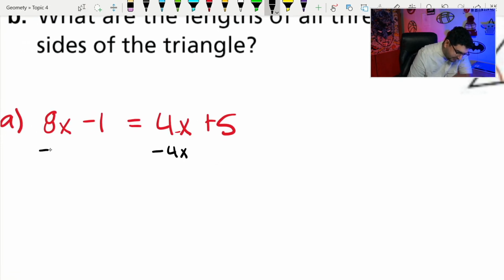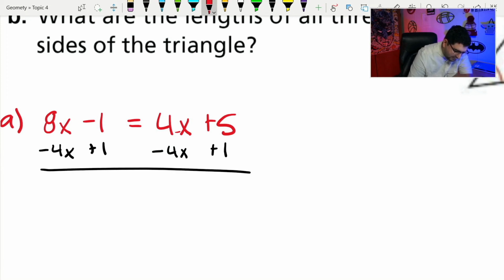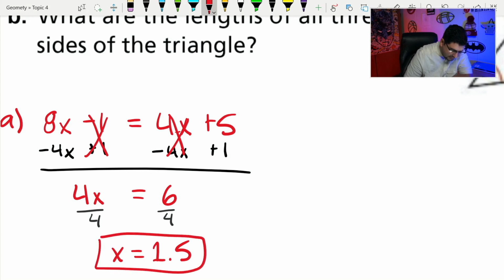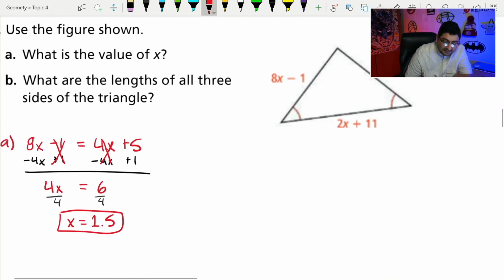Subtract 4x from both sides, add 1 to both sides, and we get 4x equals, these cancel out as well, 5 plus 1 would be 6. So 4x equals 6. I can divide by 4, and I'm going to use this as a decimal, because it might make it easier plugging it in. I would get x equals 1.5. So now I know what x equals.